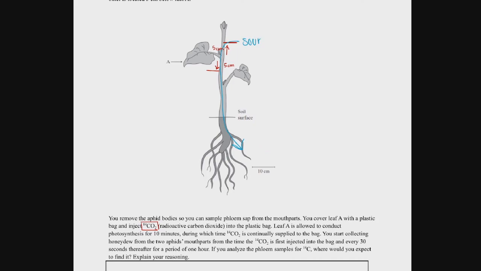I'm realizing now I shouldn't do this in blue because that looks like water. Sugar, I'm going to do pink. So, sink, source of the C14. And so because it's flowing from source to sink, from higher to lower, I'll just answer the question up here. The C14 is expected to be found below the leaf.